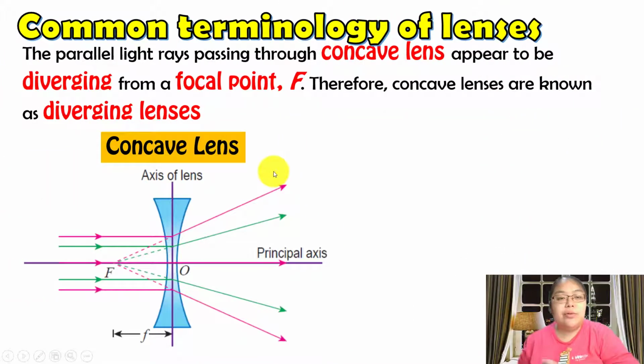Okay, after introducing the convex lens, now we are going to see the concave lens. For the concave lens we also start by using parallel light passing through the concave lens.